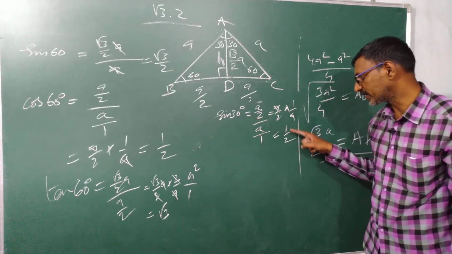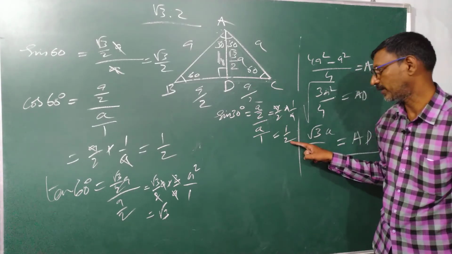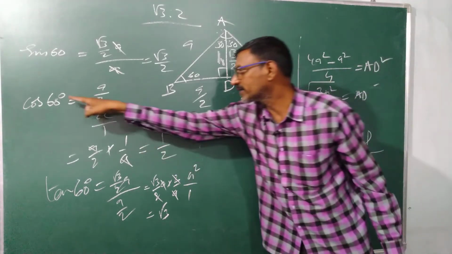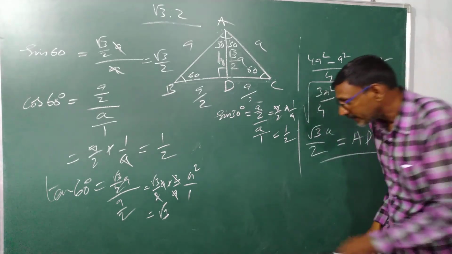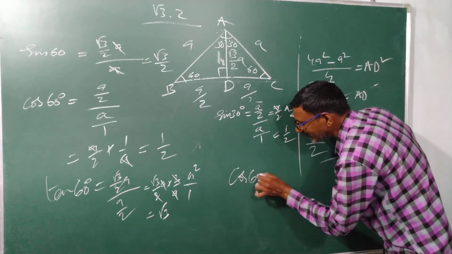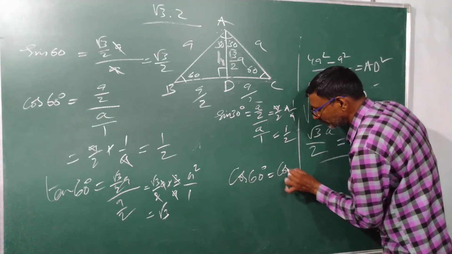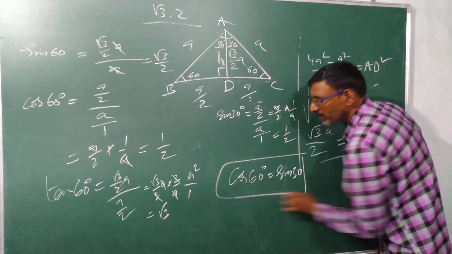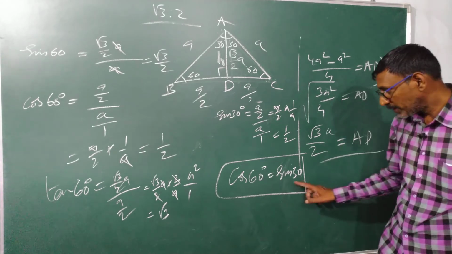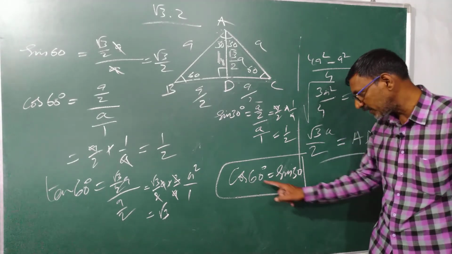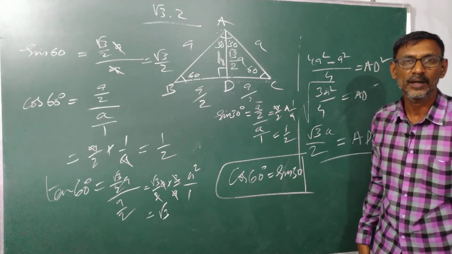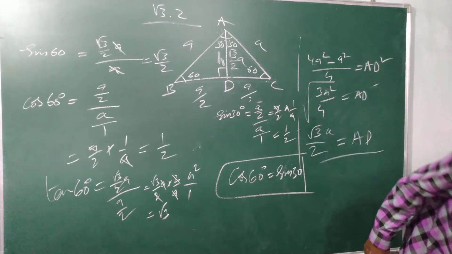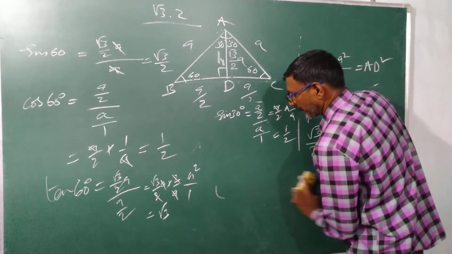So sin 30 degrees how much? 1 by 2. Cos 60 degrees how much? 1 by 2. That means cos 60 degrees is equal to sin 30. Very, very important, because these two are complementary angles. See, 60 plus 30. Anyhow, now see the next one.